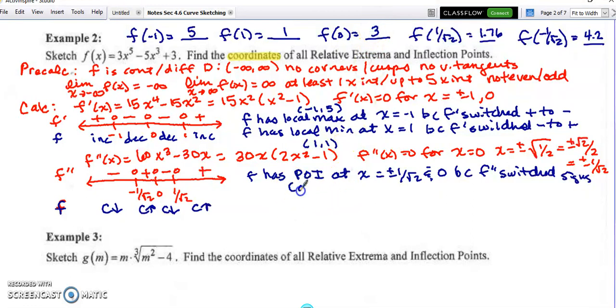So our coordinates would be 0, 3, 1 over square root of 2, and approximately 1.76, and negative 1 over square root of 2, and approximately 4.2. So we get our coordinates of that. And so at this point, you're ready to go ahead and do your sketch. I'm going to do that on a separate page. Let me pause for just a second.